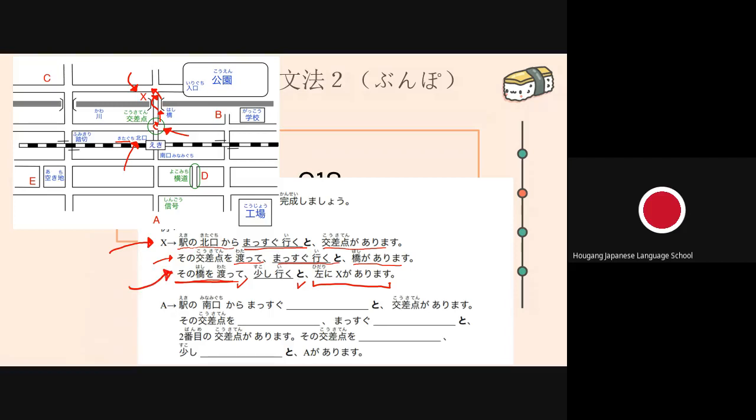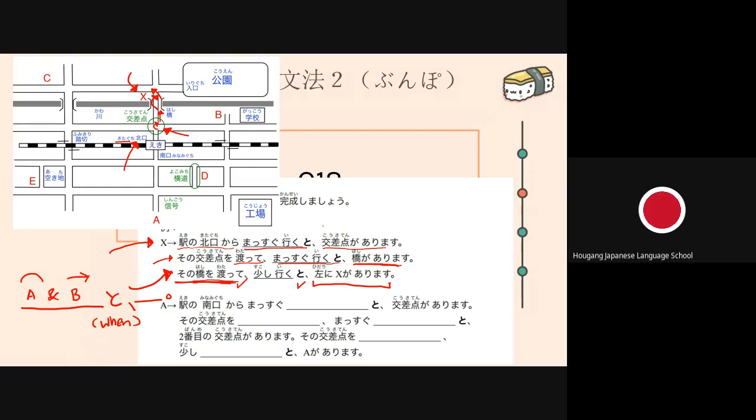Okay, so let's see for example number this third sentence, sono hashio watate sukoshi iku to. So it's saying when before the to, right? To is actually when or if, okay? When you do A and B. Means hashio watate means you cross the bridge. Cross the bridge and walk straight a little. Yeah, so it's in order actually. Does it make sense? Yeah, okay. So, when you do A and B, then outcome will be after the to. Yeah, outcome will be after the to. Okay, so hence like that.